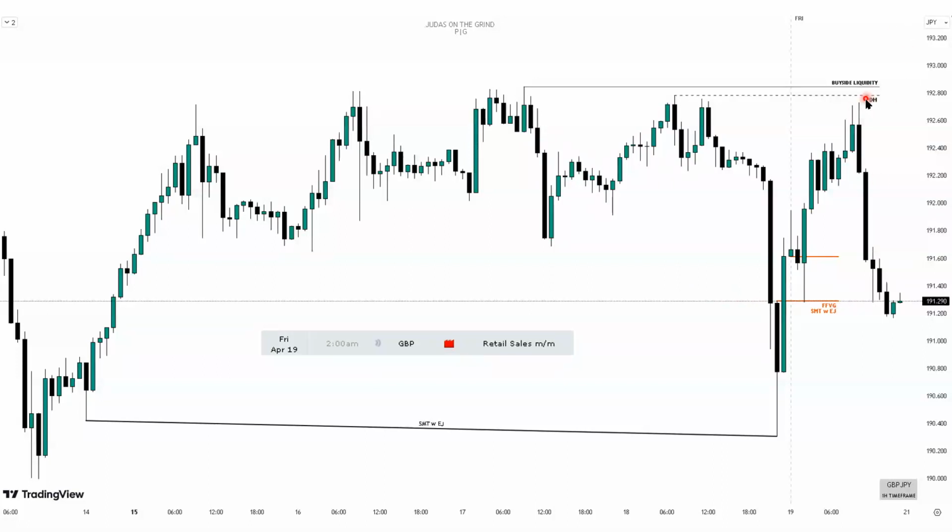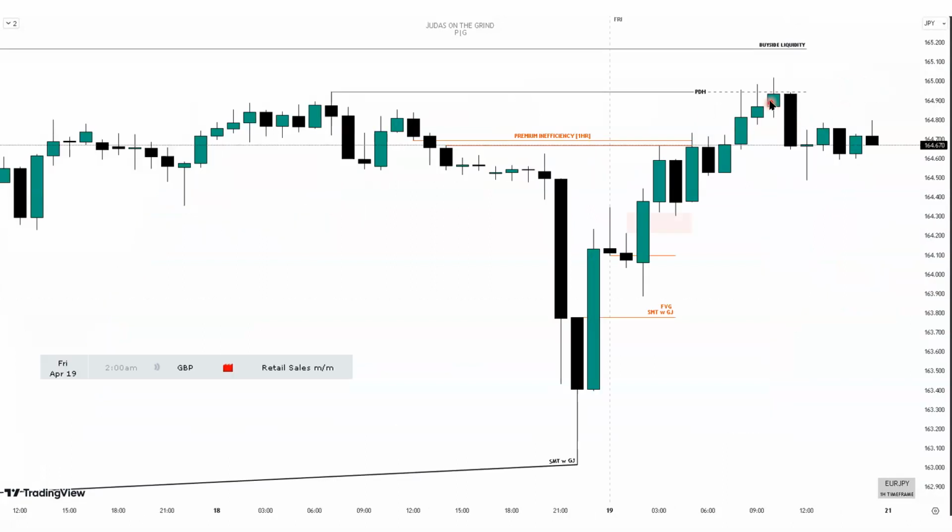And right here you can see how we failed to take out the previous daily high on GJ. We failed to take that buy side liquidity pool, while on EJ we tagged that previous daily high right here, even though we failed to take out that draw on liquidity for the weekly objective. And right here we can see that we had a premium inefficiency. So we trade into that initially before that buy side liquidity pool in the form of the previous daily high.